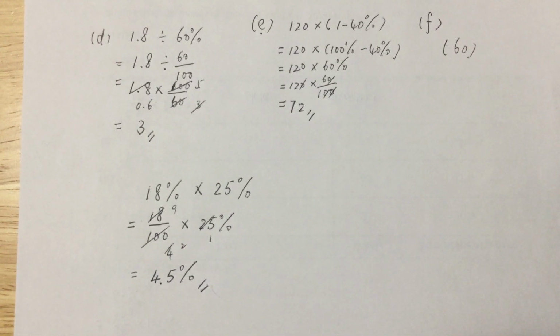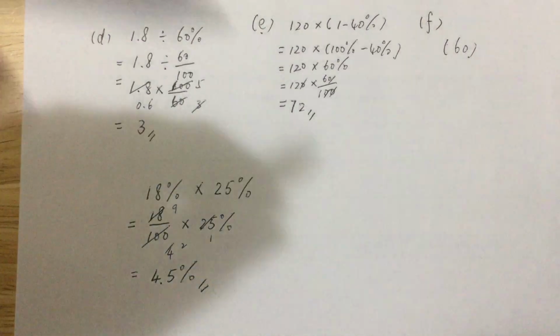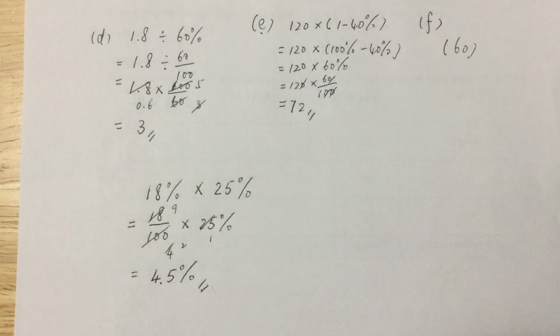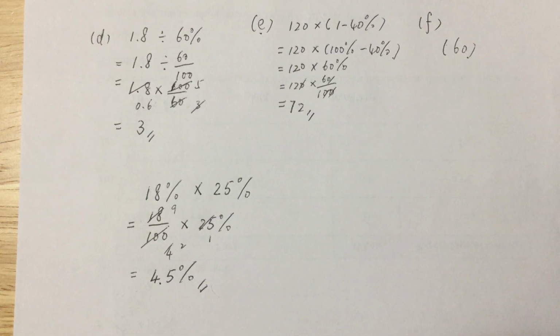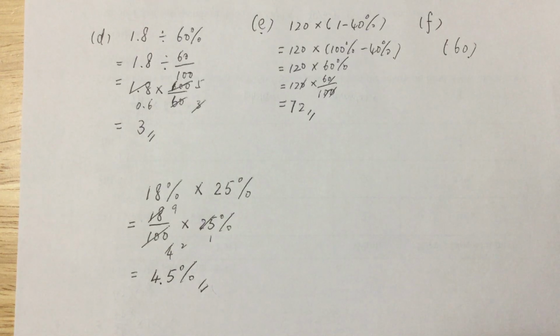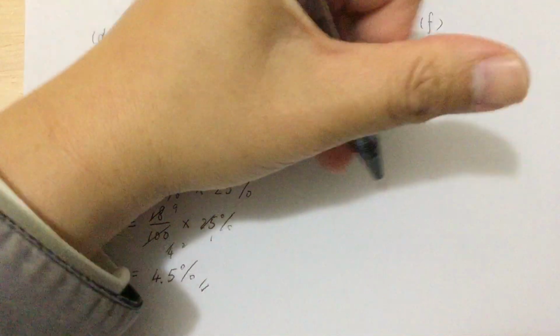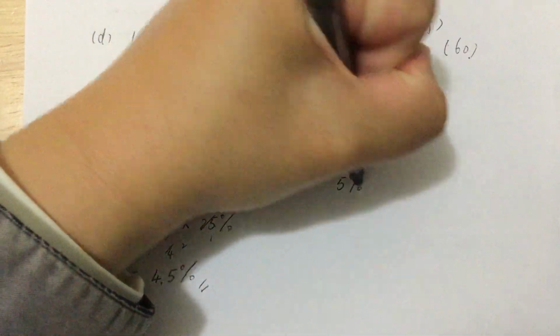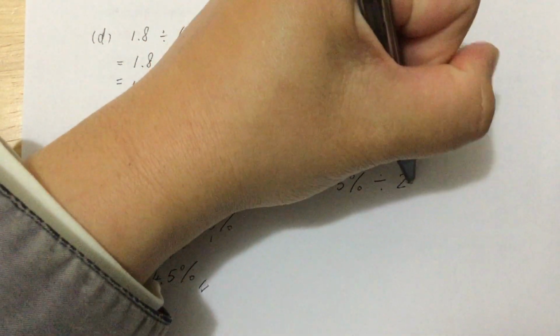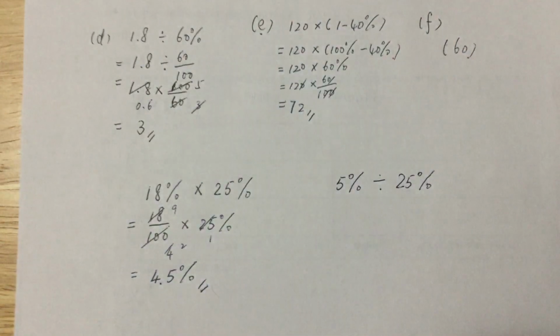Okay, this is the question that sometimes some of you will face, with both percentages at the same time. So what can you do and what can you make it simplify to do it? So you can use all the way something like this. Okay, now this time I will give you another one for you to do before I finish this video. Another one I want you to do is 5% divided by 25%.